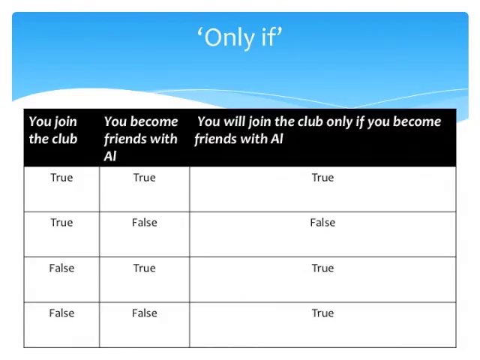Perhaps you happen to like Al, but have no interest in becoming a club member. Or perhaps becoming friends with Al is not the only condition. Perhaps you also have to become friends with Sally to become a member, so that if you fail to become friends with either Al or Sally, then there is no chance of becoming a member of the club.